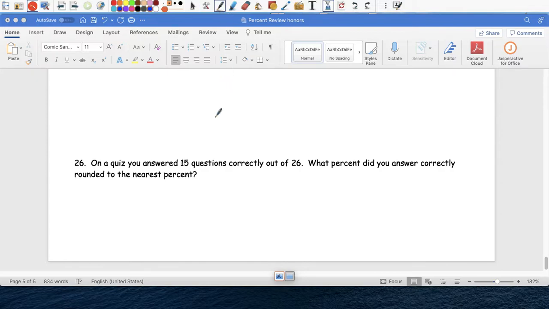What was I thinking? 15 out of 26. You got 15 out of 26. So I'm going to do it two ways. One, you can divide 15 by 26. 15 divided by 26 is 0.576923, etc. So it's probably going to be multiple choice. You round this, move the decimal 2 places over, and you get 57.69%.